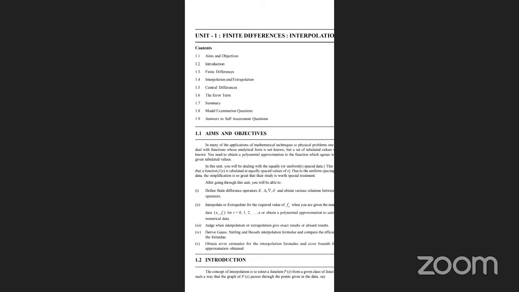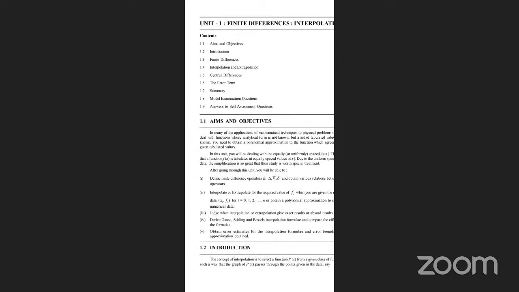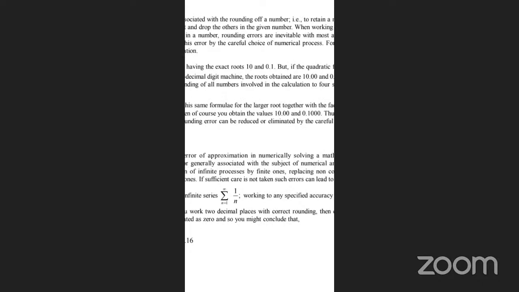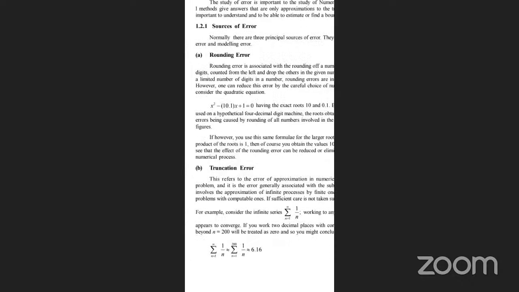Finite differences. This is the subject. So, the rounding error and the truncation error refer to the error in approximation when numerically solving a mathematical problem. It is the error generally associated with the subject of numerical analysis. It involves approximation of a finite process, of a finite series, replacing non-computable problems with computable ones. So the summation from 1 to n of 1 by n gives the values. What is the error we are taking here? This is the modeling error, and measures of error we are taking.